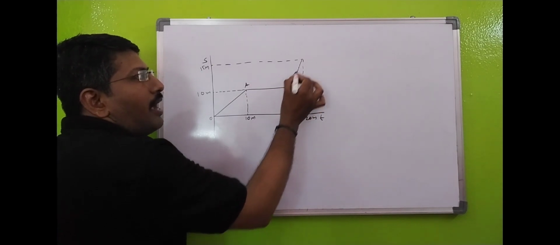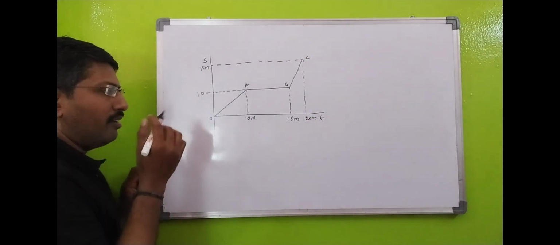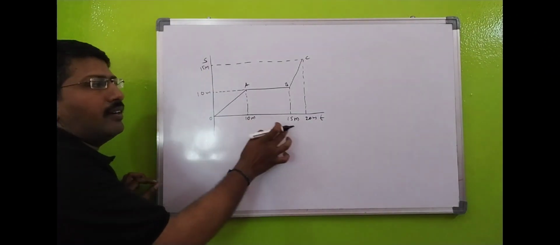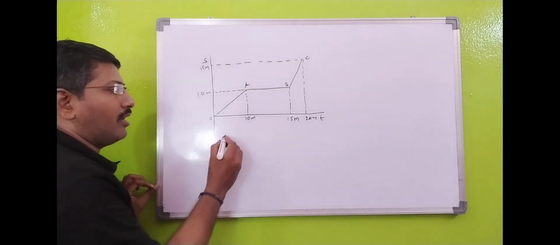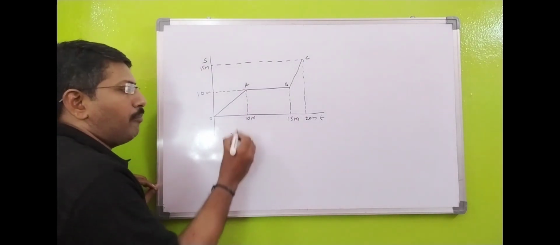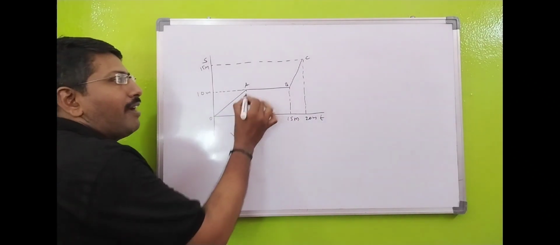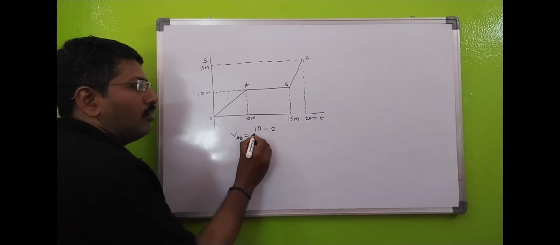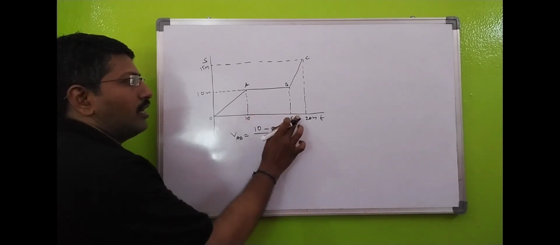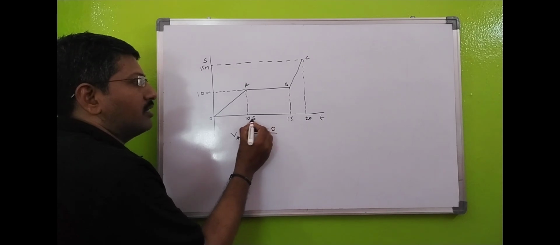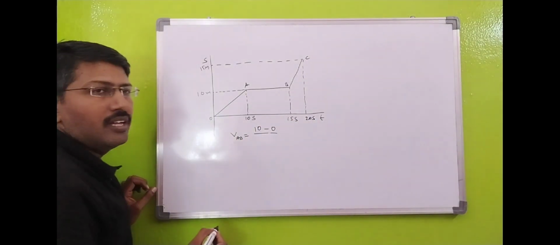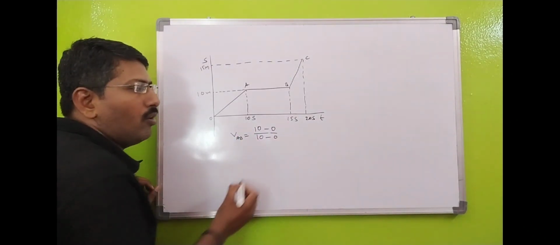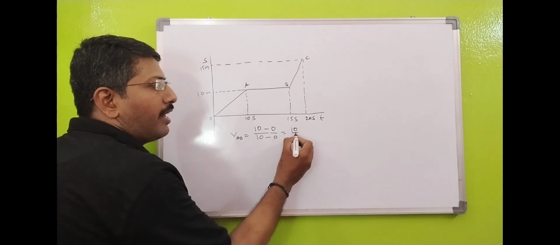Okay, very simple. Simply remember, in a graph drawn between displacement and time, the slope represents velocity. So that means V of OA is the slope. What is the higher value here? 10. The lower value is 0. Next, here the seconds: this is the second, this is the second. So the highest time is 10 seconds and the lowest is 0. So 10 by 10, you will get 1 meter per second.